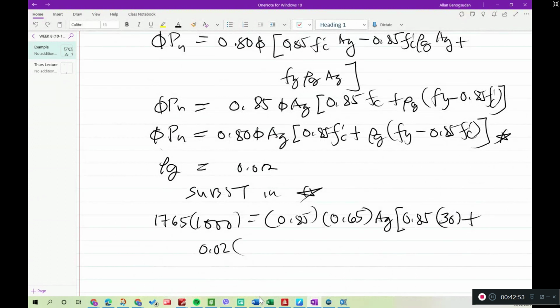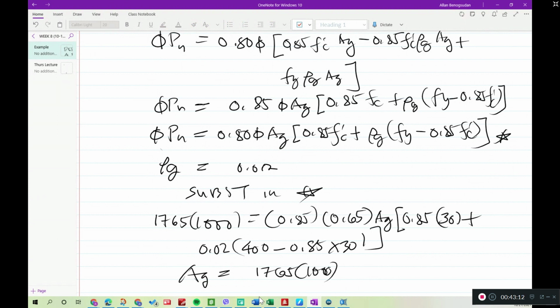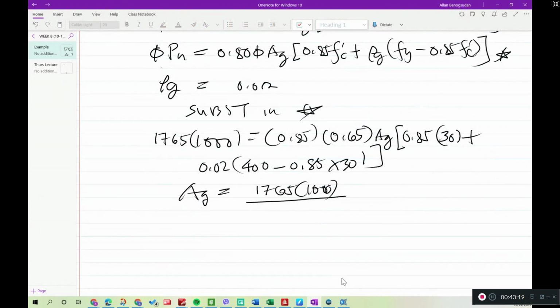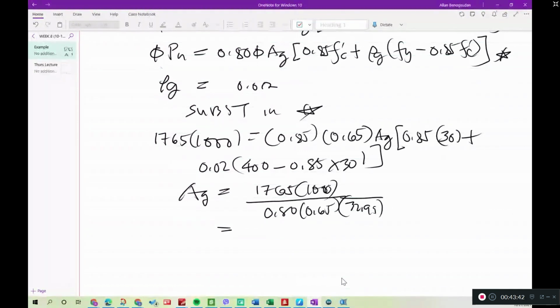Right. So it must have been 400. Please look at my solution, okay? 0.85 times 30, then AG is equal to 1765 times 1000, then 0.80 times 0.65 times 32.99. So after everything, it's equal to 102.